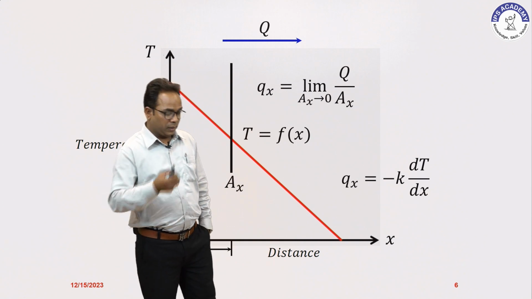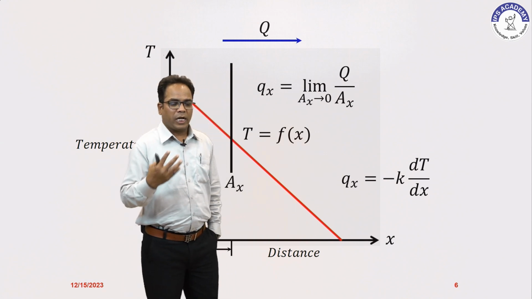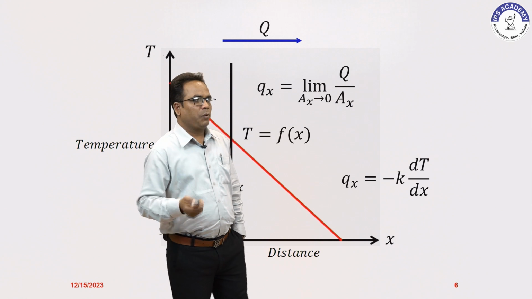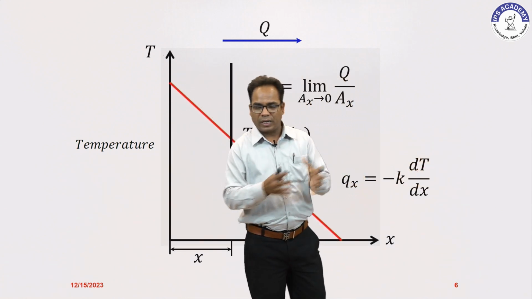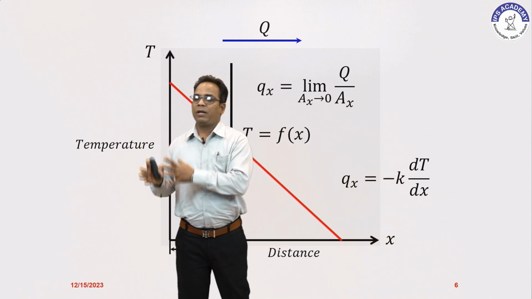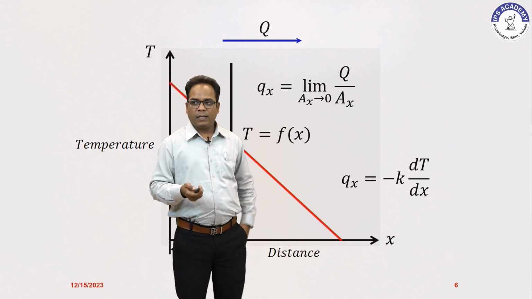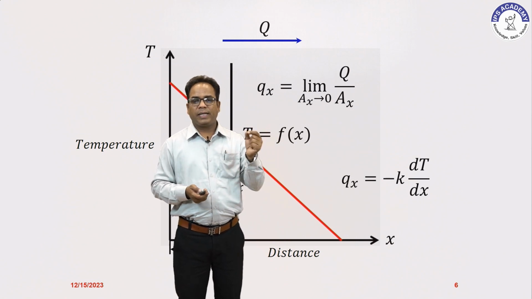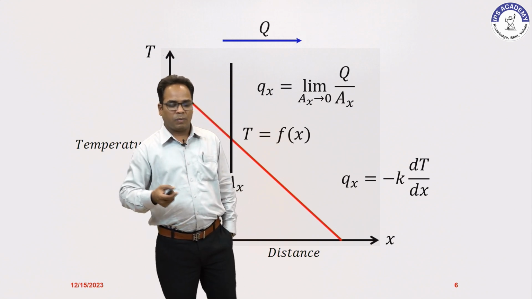Here k is the thermal conductivity, or I can say the transport property of the material. A transport property is the property which transfers the quantity you want to evaluate. Like in case of mass transfer, the diffusivity is the transport property. In case of momentum transfer, the viscosity is the transport property. Similarly, for heat transfer, the thermal conductivity is the transport property.